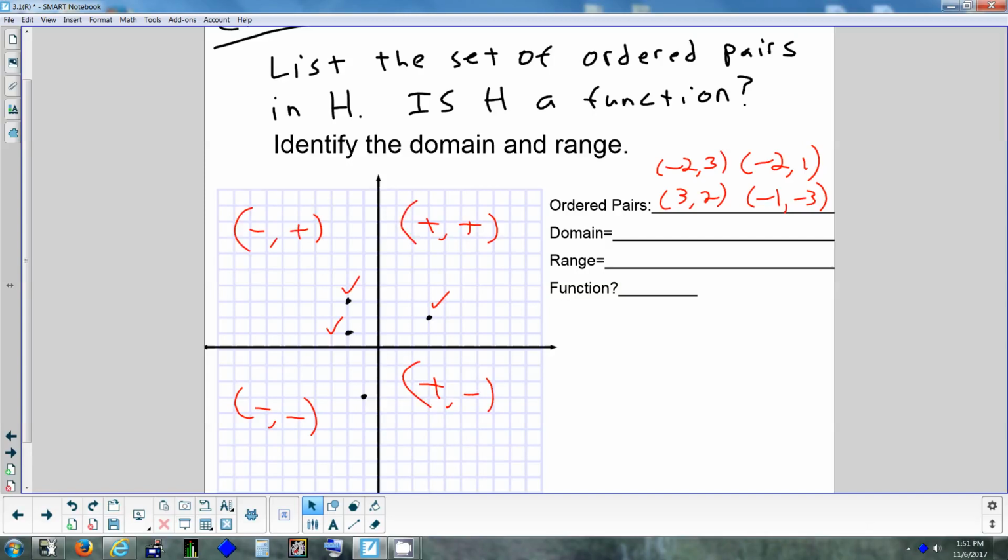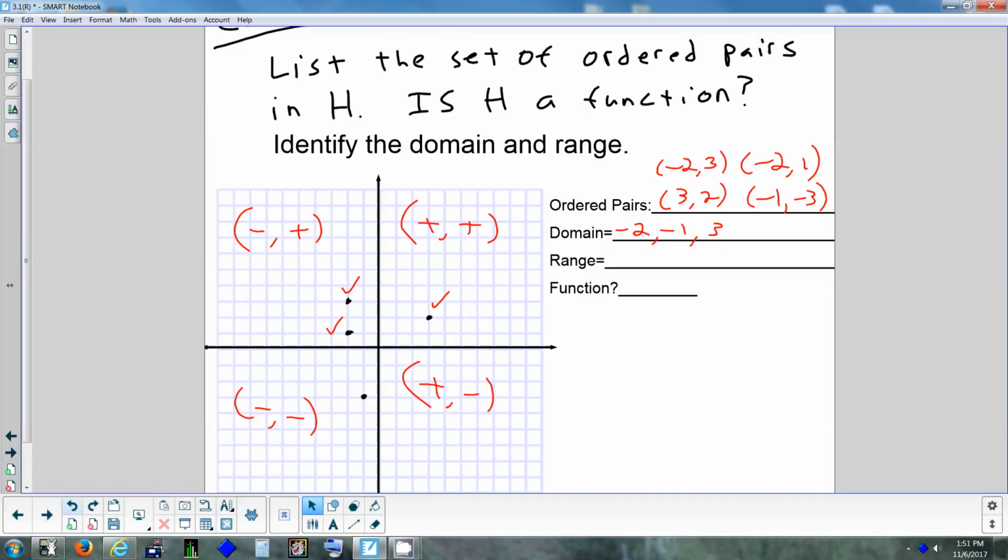Okay, domain. What is my domain? Fred, what's my domain? You got this, right? Negative 2. He said negative 2 twice. We're going to come back to that, but I'm not going to write it twice. Negative 1, and 3. I'm not going to cross it out because then it's going to look like I'm crossing out my answer. So negative 2, negative 1, 3.